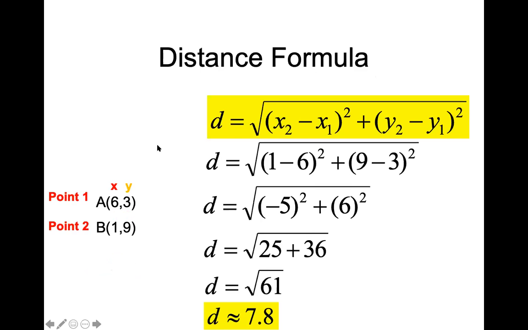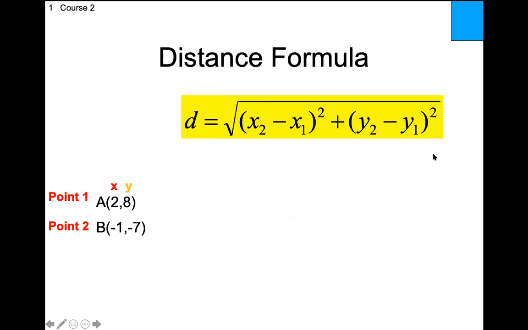All right, one more time. All right, grab a piece of paper. Let's do this one together. All right, my 2 points are 2,8 and -1, -7. 2,8 and -1, -7. All right, we label them point 1, point 2, X and Y. All right, Breckton, can you read me off what you think the correct order of the numbers will be once you plug them all in?